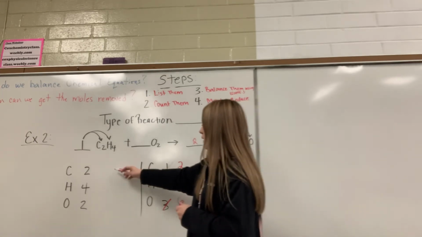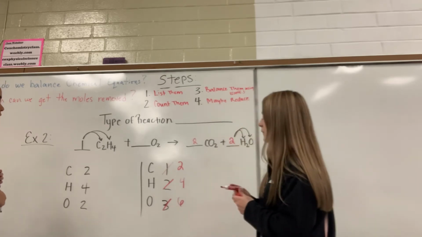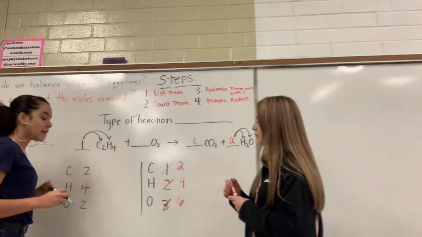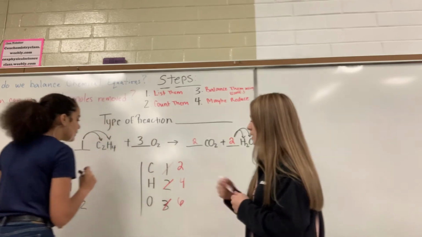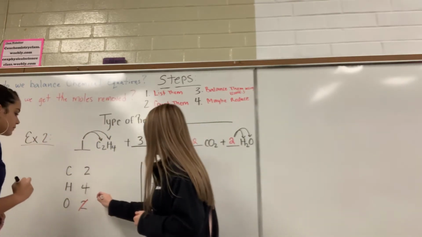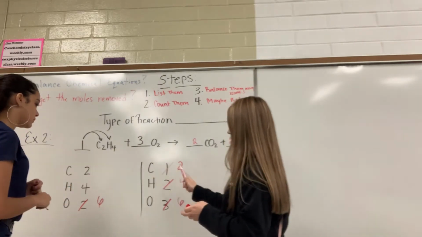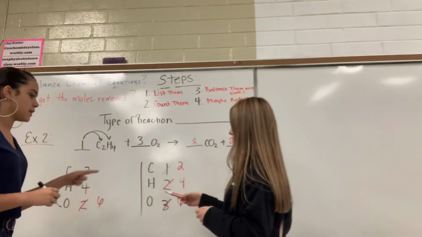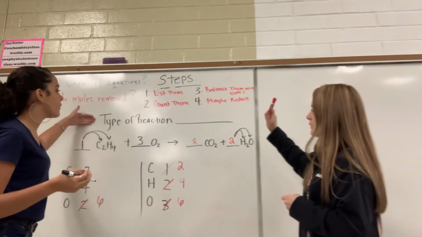So these are already balanced. So we just have to balance the oxygens. Okay. And 2 times 3 is 6. So we're going to change this to a 3. And then change that to a 6. And then now they're balanced because we have 2 and 2, 4, 4, 6, 6.